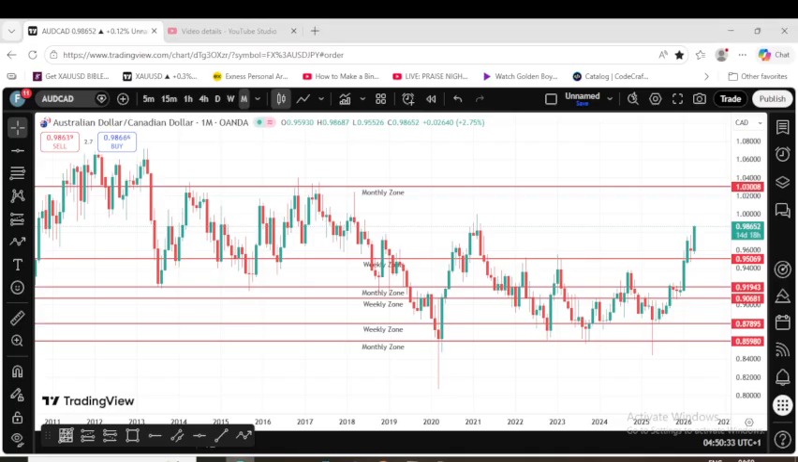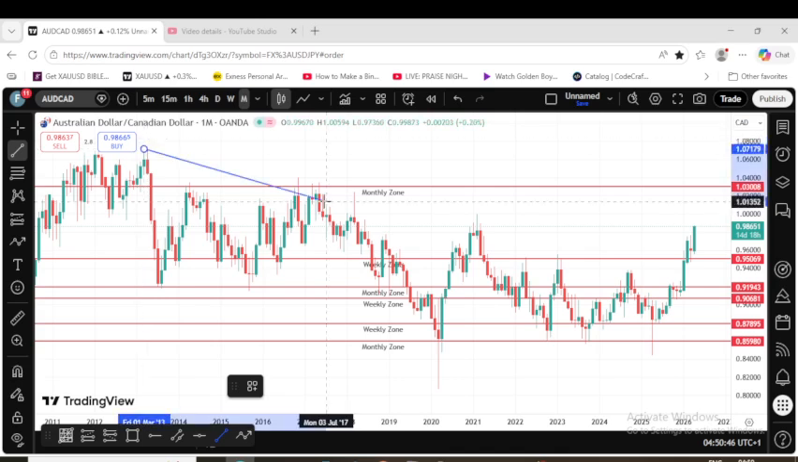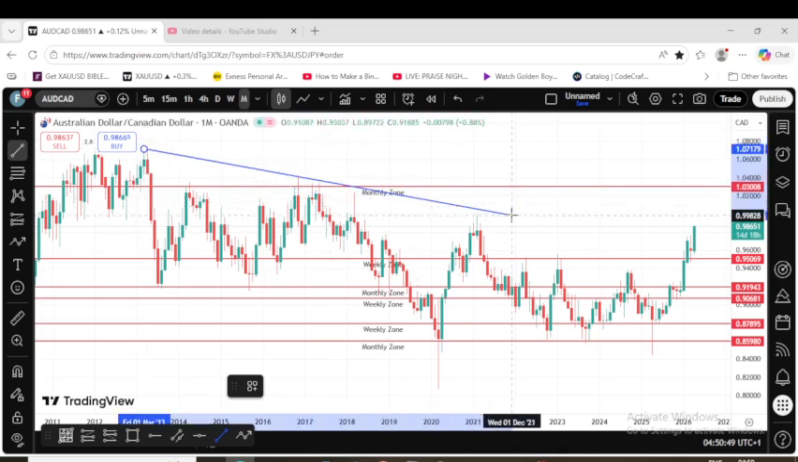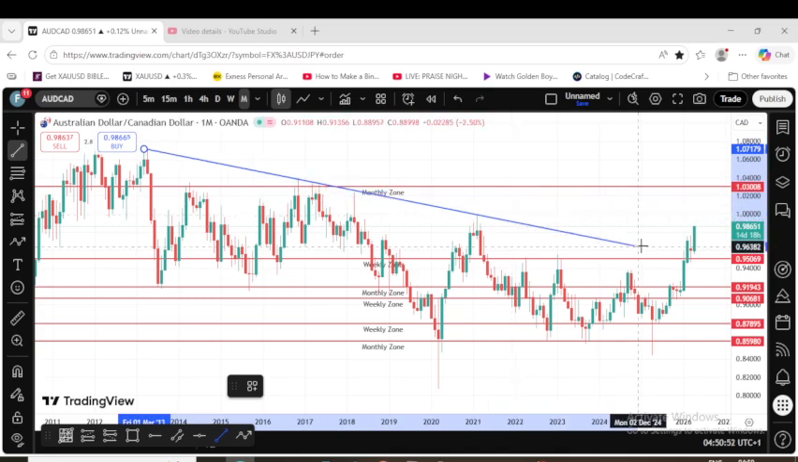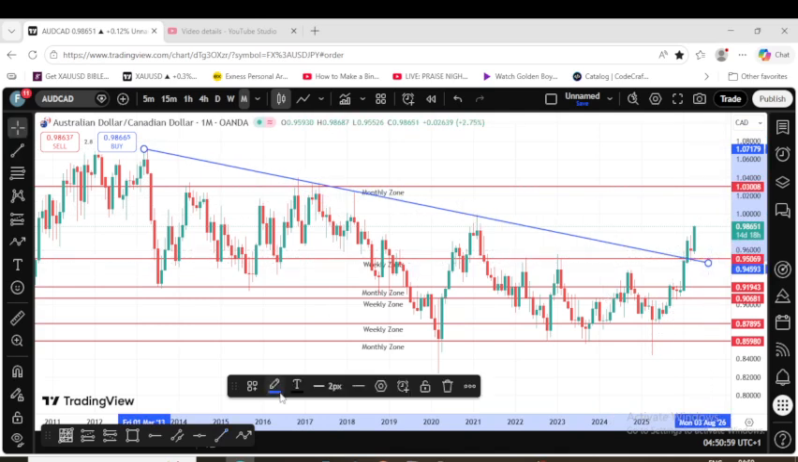Alright everyone, now that we've identified our zones on the monthly and weekly time frame, let us draw our trend lines. So what do we see in regards to trend lines on this level? I can see a bearish trend line here. I can see a very clear bearish trend line like this. Now this is a very peaceful looking trend line.